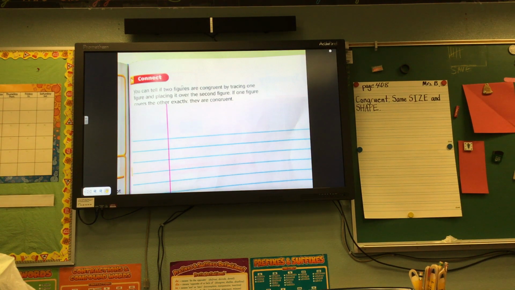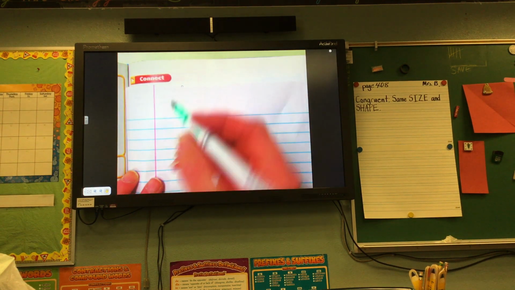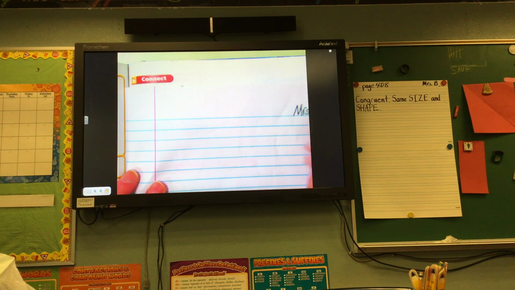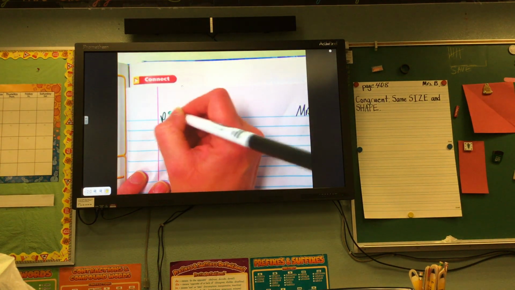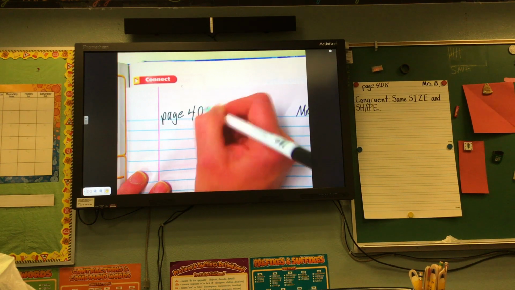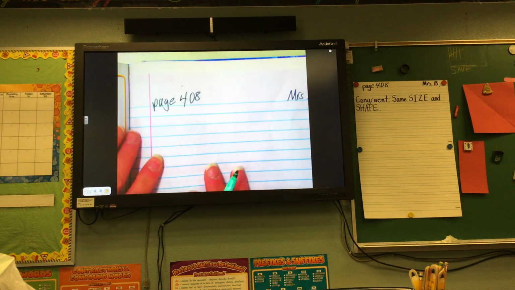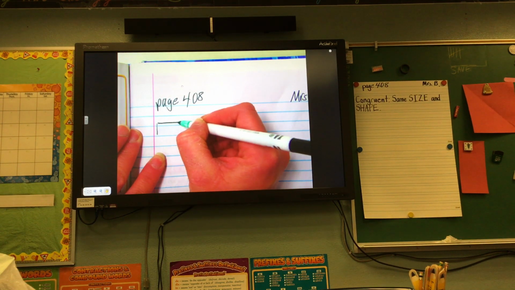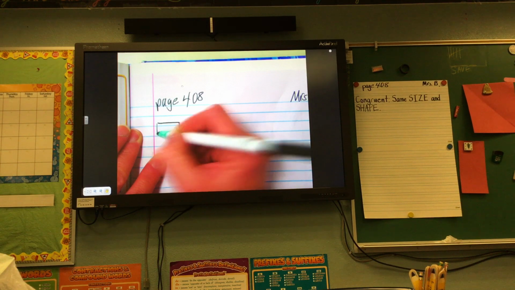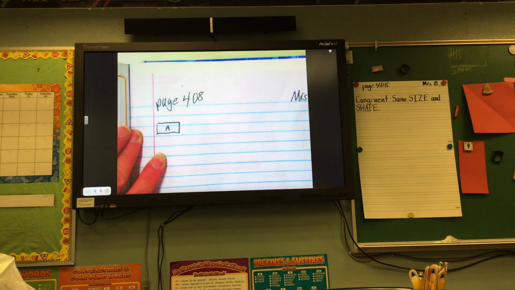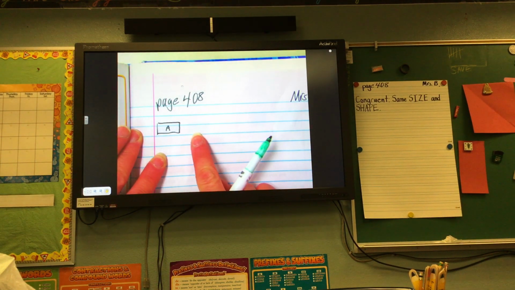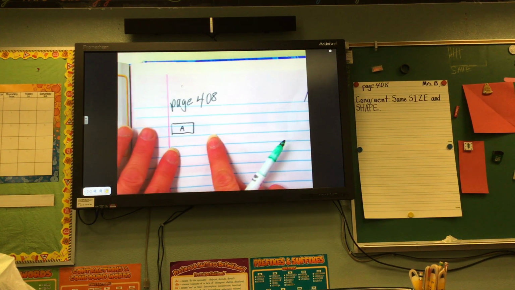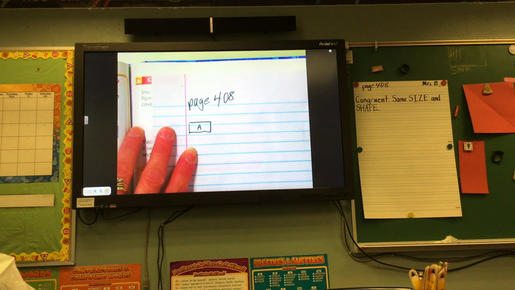And I can see on that page, I can see right through it and see shape A. So here we have shape A. I'm going to go ahead and trace shape A onto my paper. Now, that was shape A. And right here in my book, I can see shape B. I'm going to scoot my paper over and see, does it overlap shape B completely? It sure does.